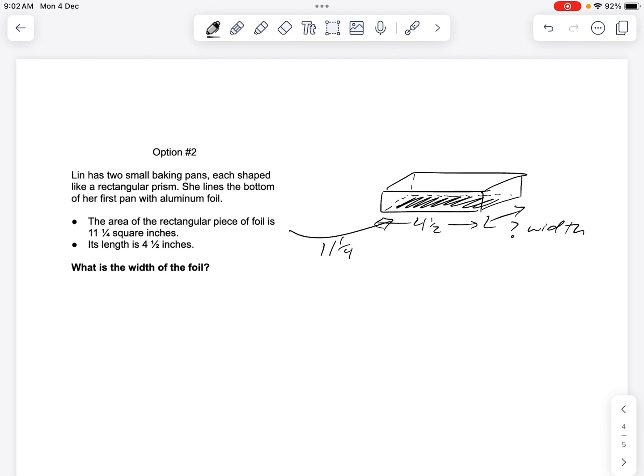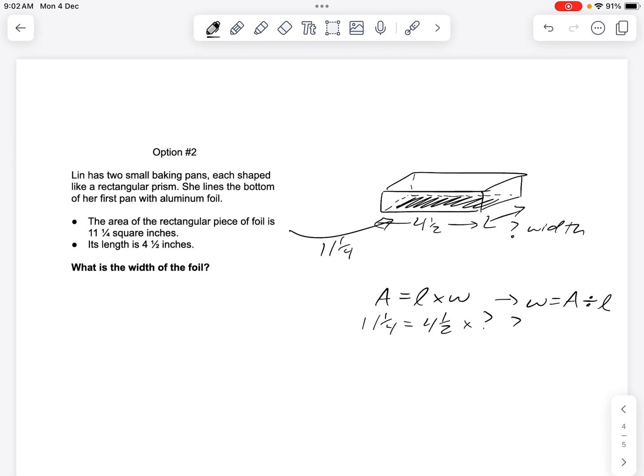Well, in order to find the area of a rectangle, you do length times width. So if you know one of those, I know the area is 11 1/4. I know the length is 4 1/2, and I'm trying to find the width. That's my unknown. To find the width in a multiplication problem, one way to do that is to take the area and divide it by the length.